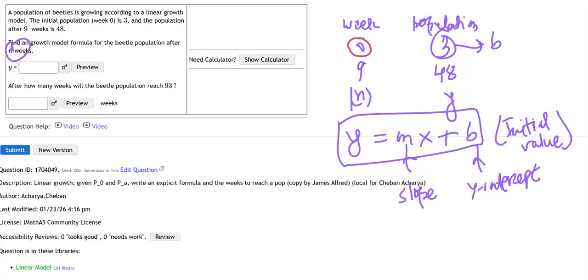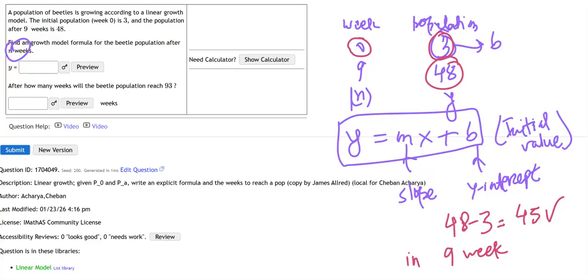So the population was 3 at the beginning, correct? Now it becomes 48. How much changes? 48 minus 3 is going to be 45 change in the population. In how many weeks? In 9 weeks. Remember that 0 to 9 is 9 weeks. So this is the change in the population, 45, right? Change in week is 9. In 9 weeks, the population changes by 45.